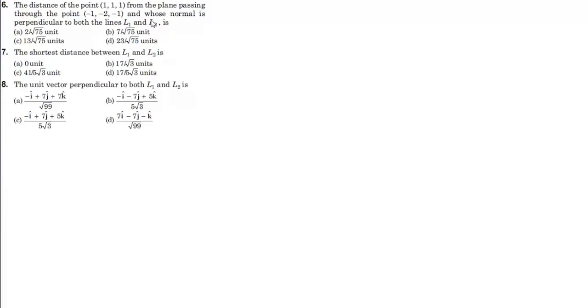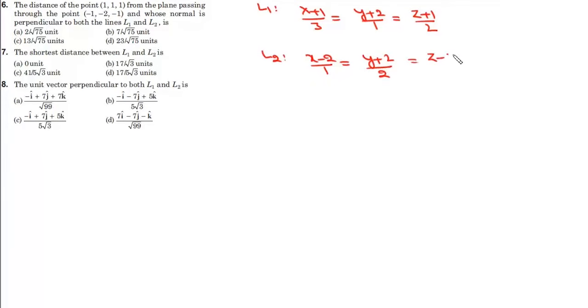Now the question is the distance of this point from the plane passing through this point. And in this question, I think they forgot to mention the two given lines. L1 is given as x plus 1 upon 3 equals y plus 2 upon 1, and it is equal to z plus 1 upon 2, and L2 is given as x minus 2 upon 1, y plus 2 upon 2, and z minus 3 upon 3. So now we have the complete question.